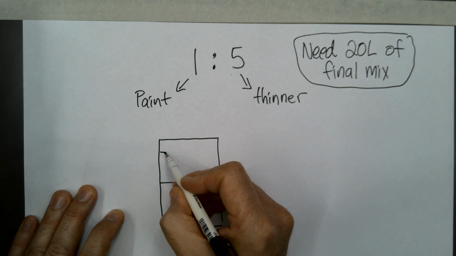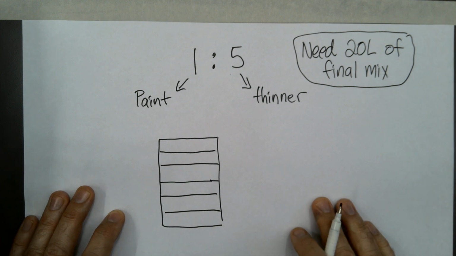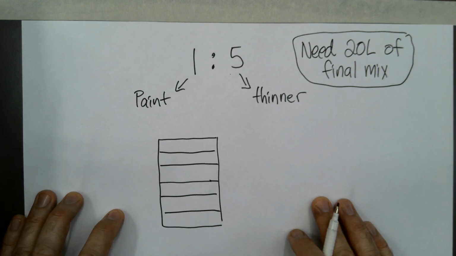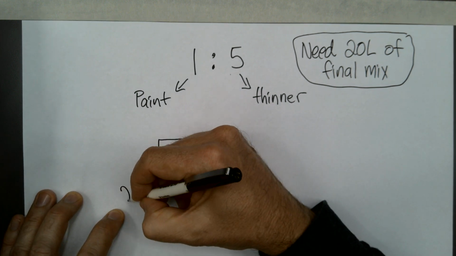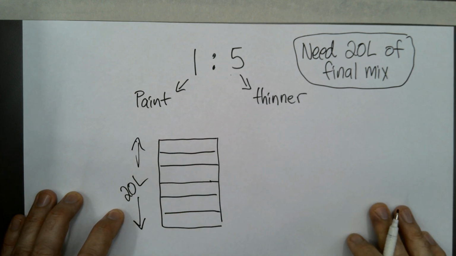Obviously it's not a rectangle, but that rectangle represents the final mix, okay? And so that's going to be 20 litres. This rectangle represents 20 litres of the final mix.